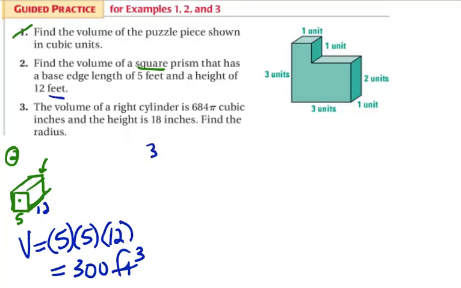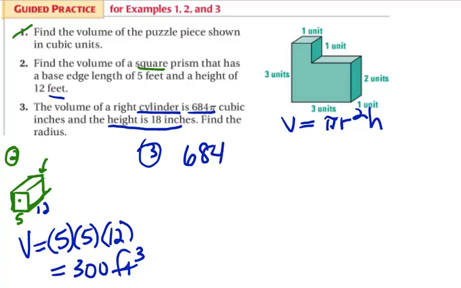All right, let's look at number 3. The volume of a right cylinder, so I've got a cylinder here, is 684 pi cubic inches. And here's my height, 18 inches. All right, so remember volume, and we're talking a cylinder. So since my base is a circle, that's going to be pi r squared times the height. So let's plug in what we know to the formula. We know the volume is 684 pi, and that equals pi. Do I have a radius? No, that's what I'm looking for right here. So I've got r squared times the height of 18 inches.